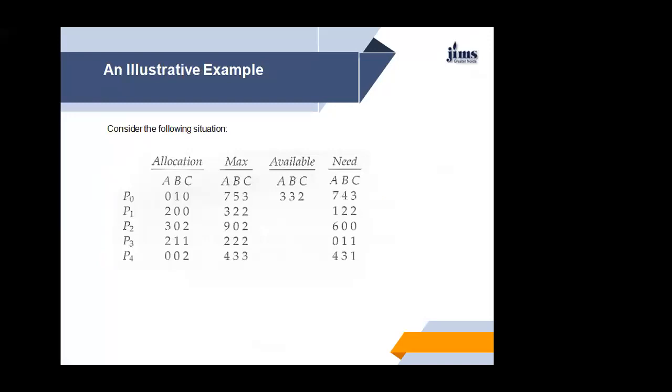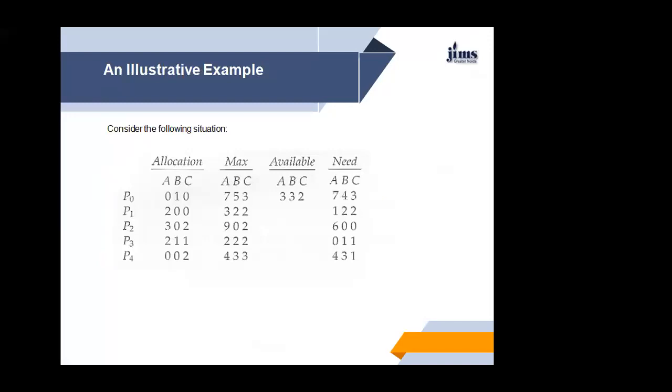For process P1, the maximum is 3, 2, 2. For A it is 3 and the allocation is 2, so 3 minus 2 equals 1. 2 minus 0 equals 2. 2 minus 0 equals 2. For process P2, 9 minus 3 equals 6, 0 minus 0 equals 0, 2 minus 2 equals 0. For process P3, 2 minus 2 equals 0, 2 minus 1 equals 1, 2 minus 1 equals 1. And for process P4, 4 minus 0 equals 4, 3 minus 0 equals 3, and 3 minus 2 equals 1. That is how we calculate this need.